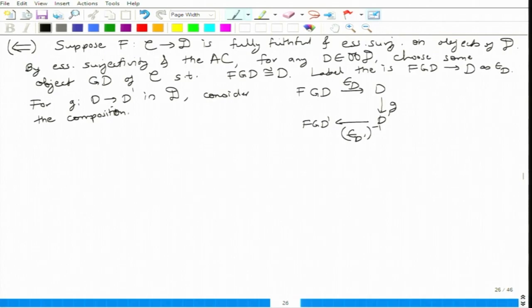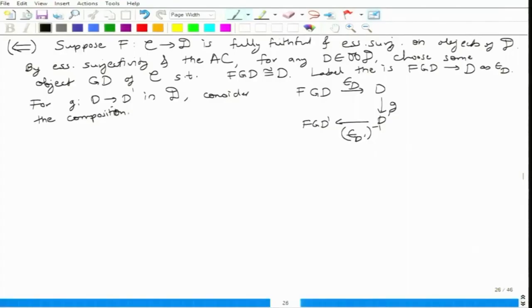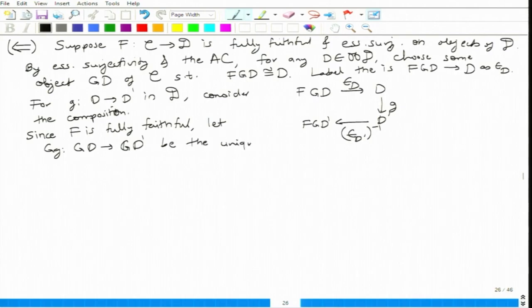F is full and faithful, correct? So for FD to FD dash, from this we have a morphism from GD to GD dash. Very good. Okay, consider this composition. Now, since F is fully faithful, let GG from GD to GD dash be the unique morphism such that FGG makes the diagram commute.